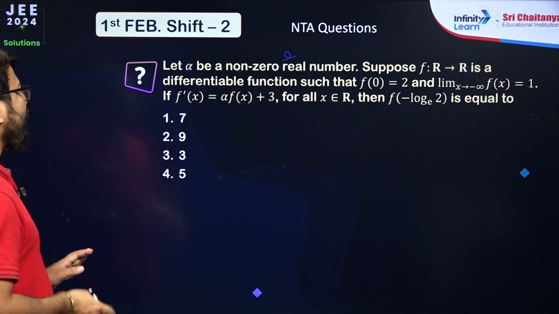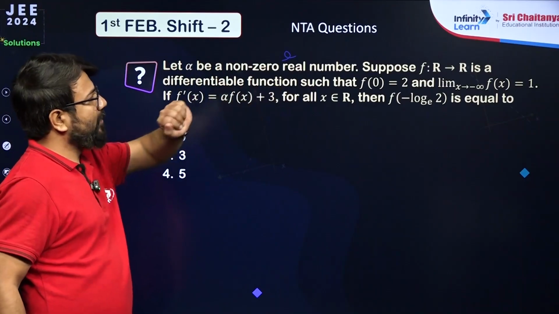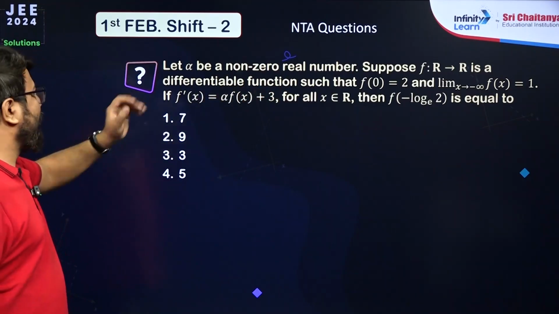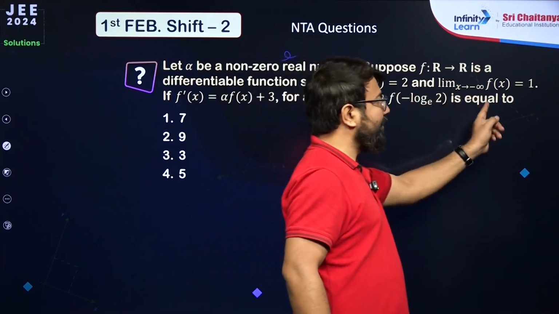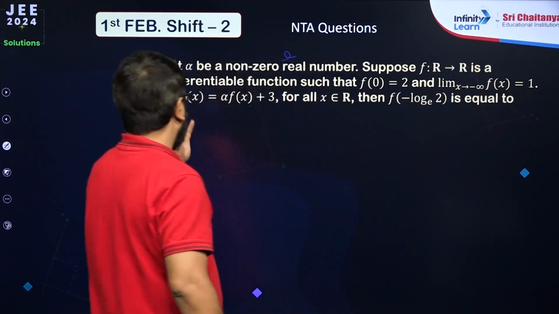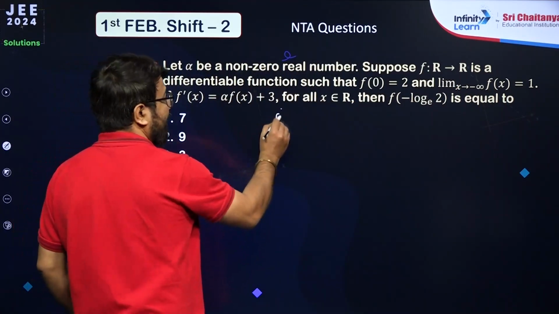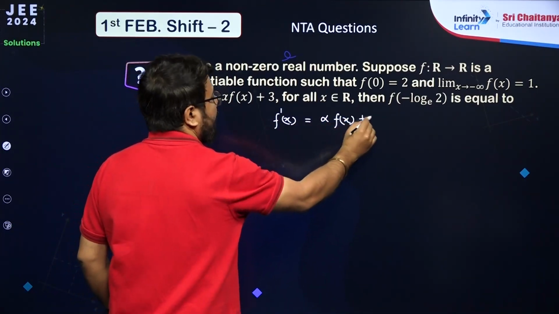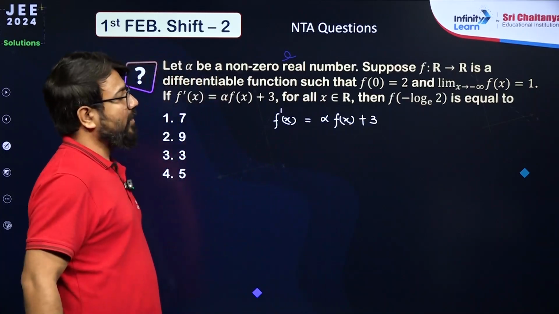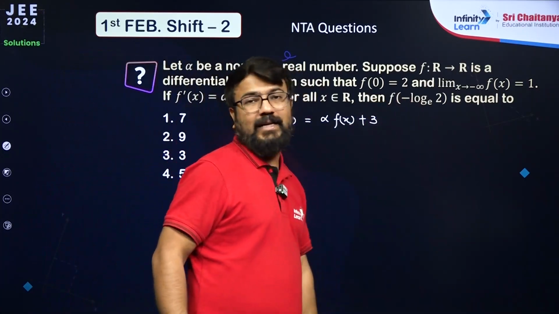Here is a question being given to you. Alpha is a non-zero real number. Suppose there is a function from R to R. This is a differentiable function. f of 0 is 2. Limit x tends to negative infinity, f(x) is equals to 1. And there is a relationship given here: f dash is equals to alpha f(x) plus 3 for x belongs to R. They are asking the value of f of negative log 2.